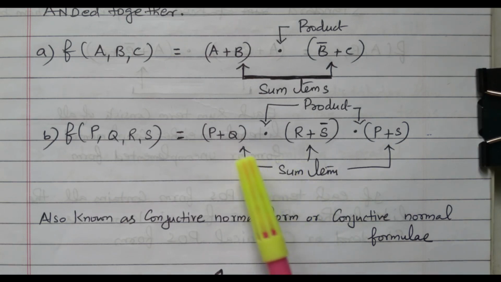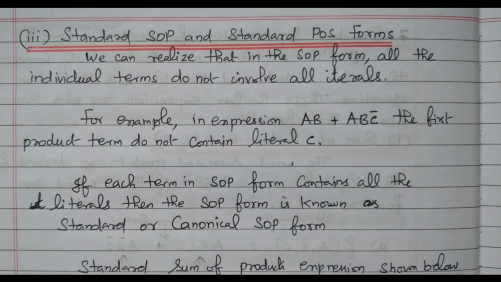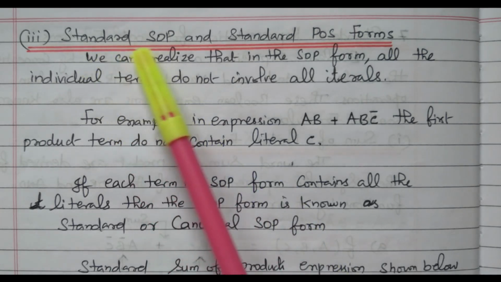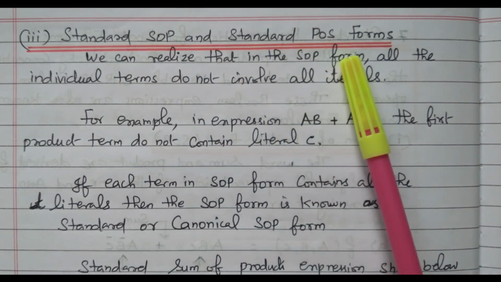If you have the standard form, it means all the literals should be contained. Either the sum term or the product term should contain all the literals. Now we'll see what is meant by standard POS and standard SOP form. So we discussed SOP form and POS form. Now we'll see what is standard SOP and standard POS form.